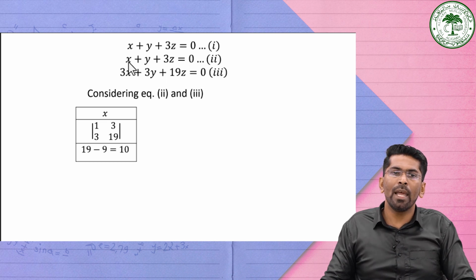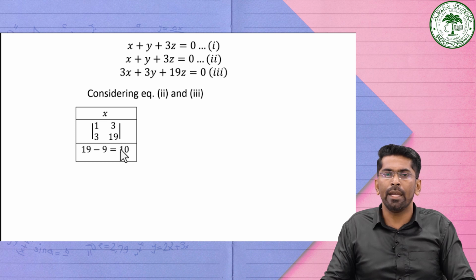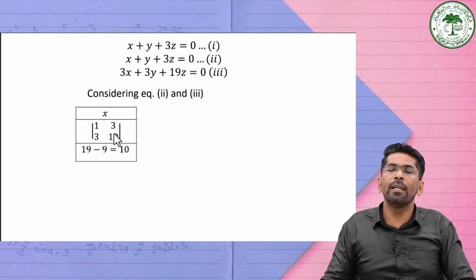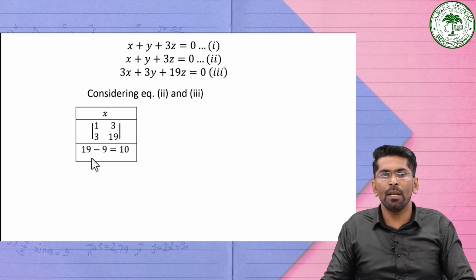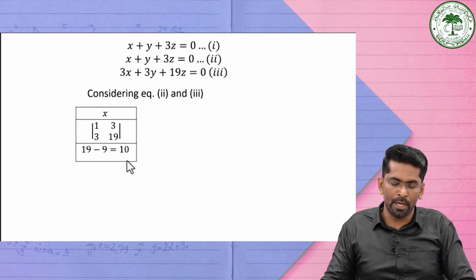We consider the variable x, which I am writing here. Now I am crossing the coefficients of x and writing only the coefficients of y and z in the form of a determinant. The coefficient of y is 1, the coefficient of z is 3; the coefficient of y is 3 and the coefficient of z is 19. Now I find the determinant value: 1 into 19, which is 19, minus 9, which is equal to 10.